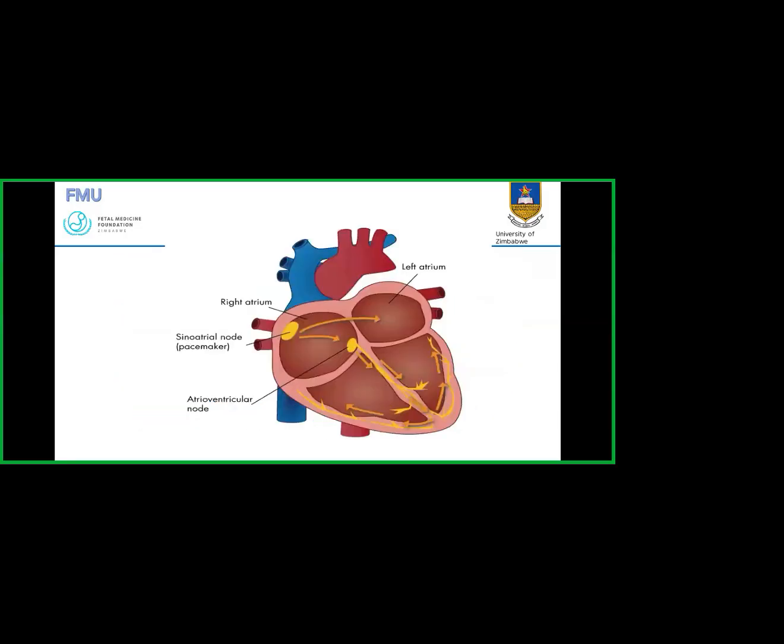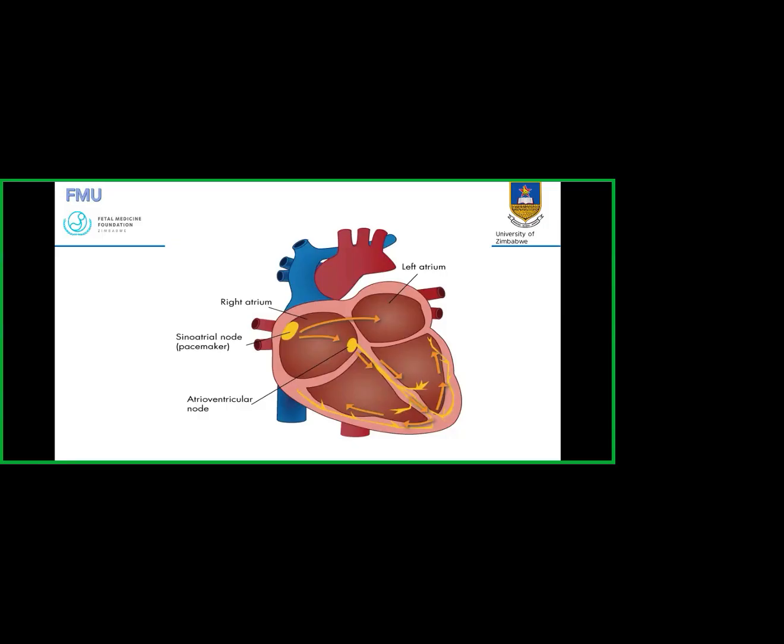So this is just the anatomy of the heart, focusing on the conduction system of the heart. So we've got the sinoatrial node, the atrioventricular node, the bundle of His, the left bundle branch and right bundle branch, and the Purkinje fibers. The sinoatrial node is the one that initiates each beat, which goes to the left atrium, then to the AV node. In the AV node, there is a bit of a delay in conduction.